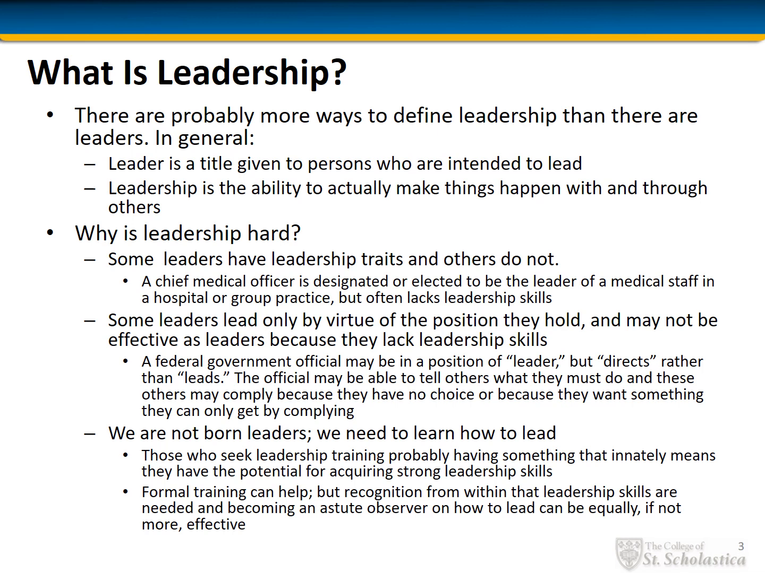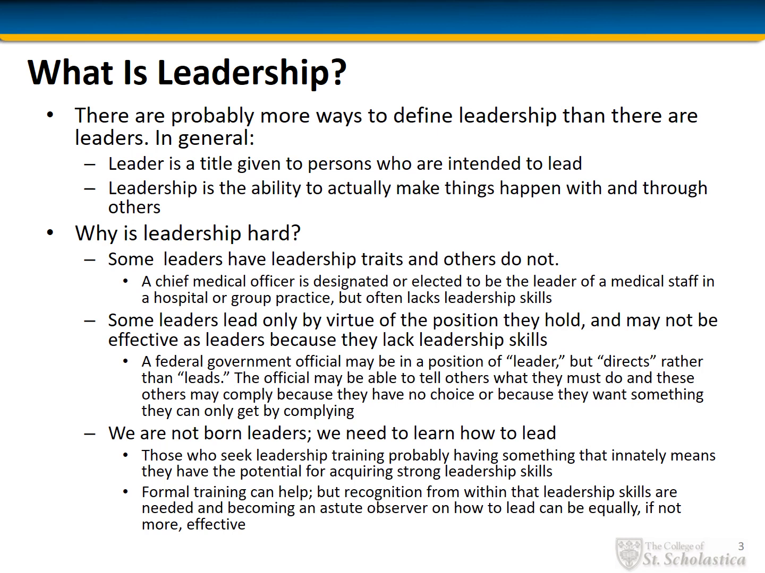In this lecture, we're going to focus on leadership traits leaders need for value-based care and how to cultivate those traits. There are probably more ways to define leadership than there are leaders. We're going to explore some of the definitions offered by nationally recognized leaders. But we must recognize that leadership is hard. We are not born leaders. We need to learn how to lead.